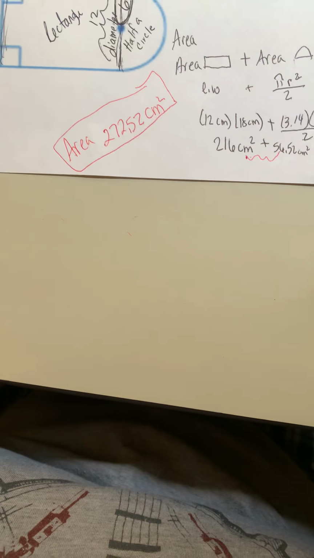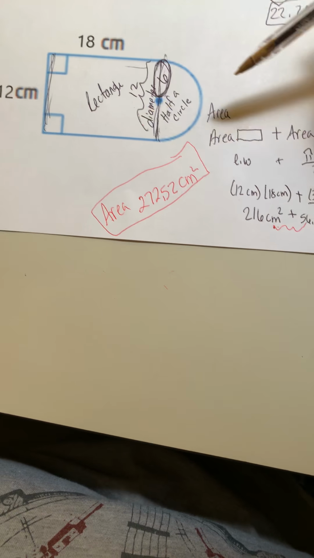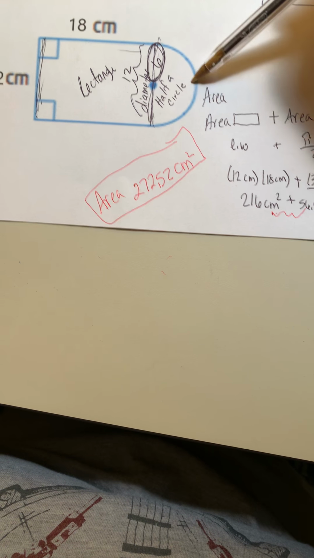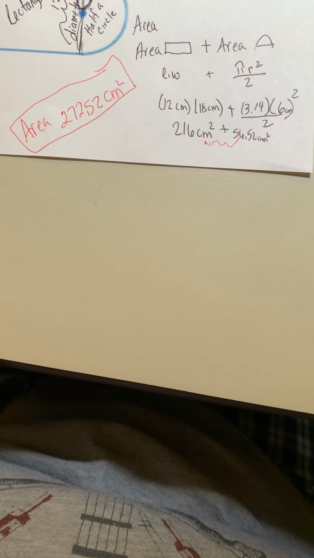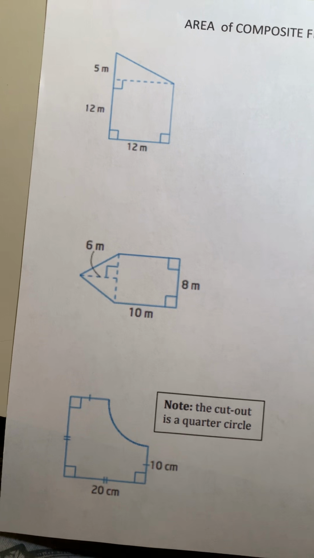So again, all we did was we found the area of this rectangle, found the area of half of this circle, or of this circle divided by 2, and then I added them together. Okay, we're going to do the next part. Okay, we got 3 more to do real quick.